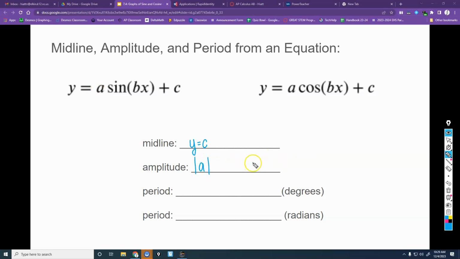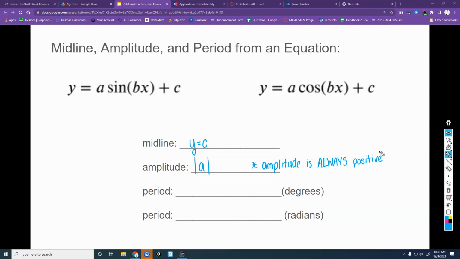So you might want to put yourself a note over here: amplitude is always positive. That means even if you have an equation that has a negative 5 out front, the amplitude would just be positive 5. Okay, amplitude is always positive. That negative is flipping the graph. So those are separate pieces.